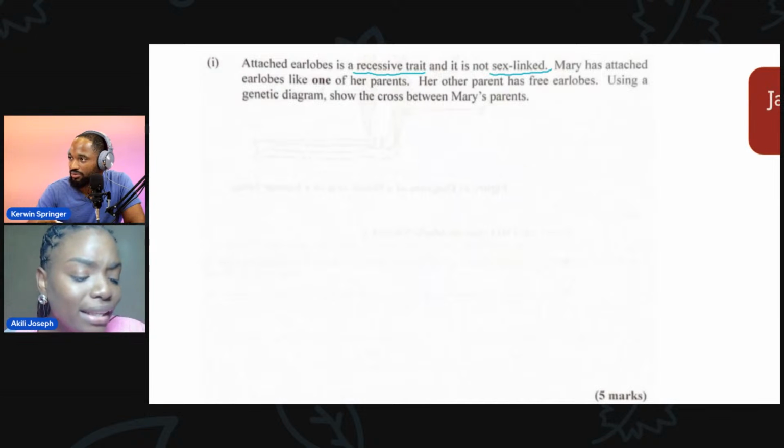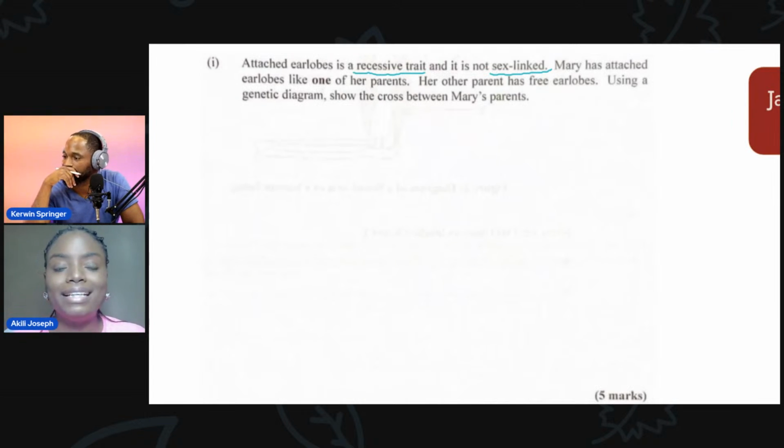So with that, we see that attached earlobes is that recessive trait.